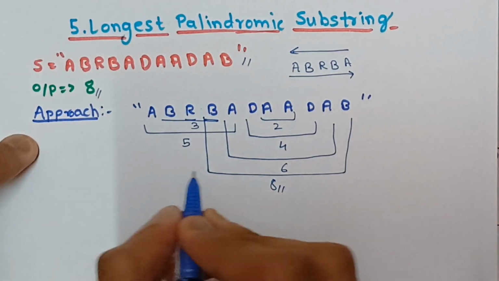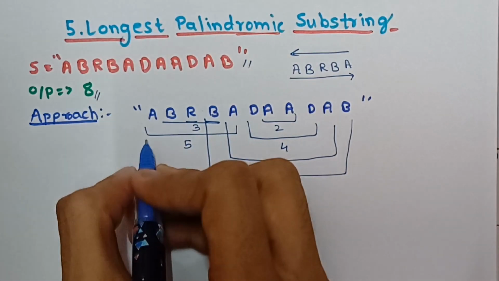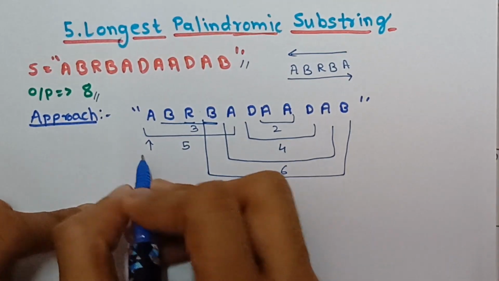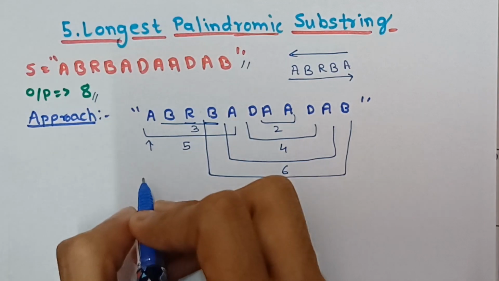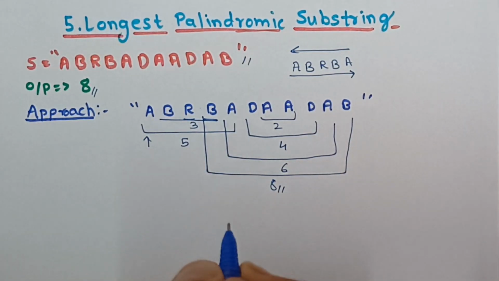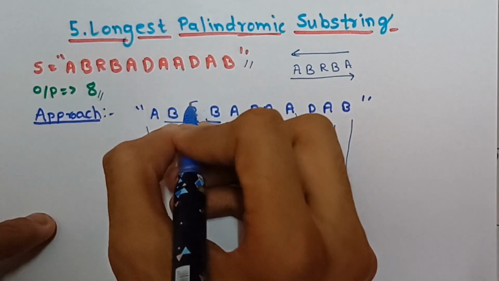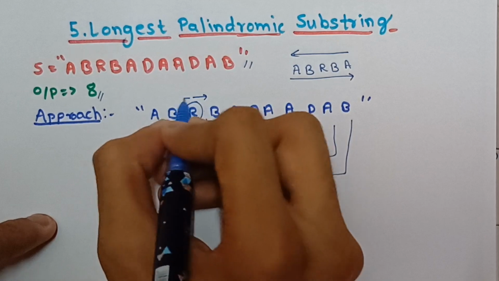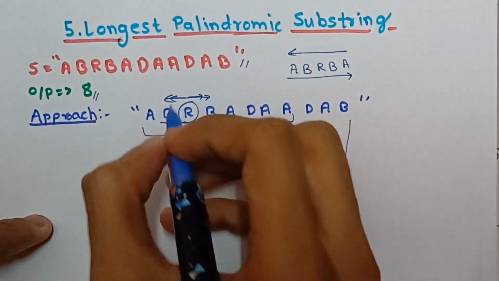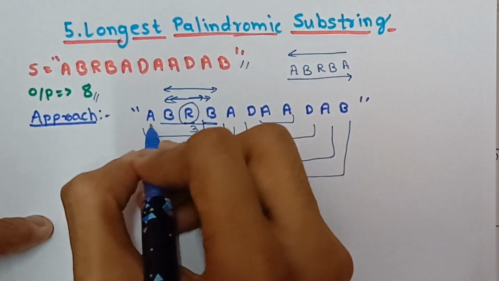So the approach is very simple. First we will take the pointer which will point here. Then we will check left and right. The iteration will continue until the string ends or the match fails. So for example I will take R. Now I will see left and right. Here B and B, so this is still a palindrome. Now we will again see left and right. A and A, this is also a palindrome.